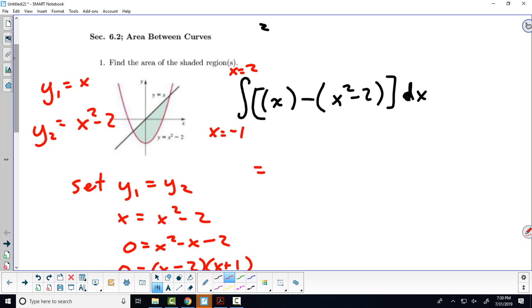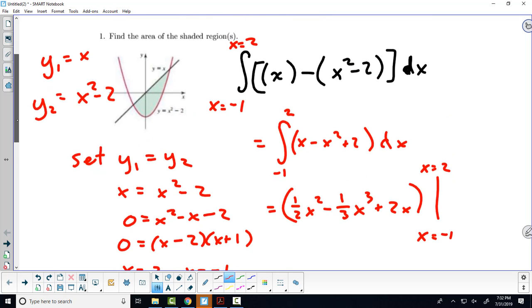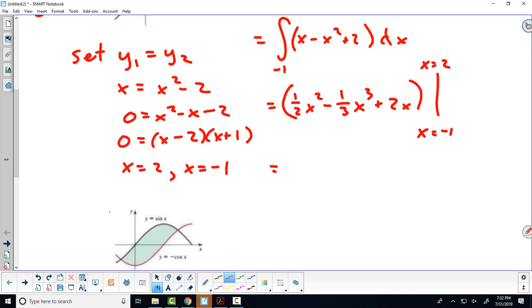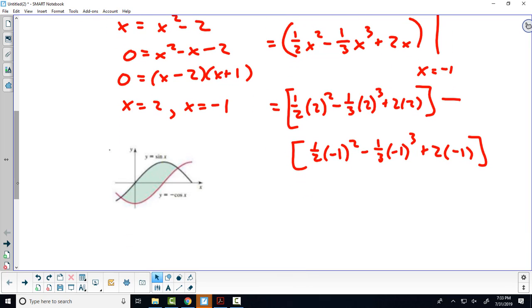So let's go ahead and answer this one. I'd like you all to do this. Go ahead and solve. Folks, I got 9 halves. Do I have a confirmation on that?